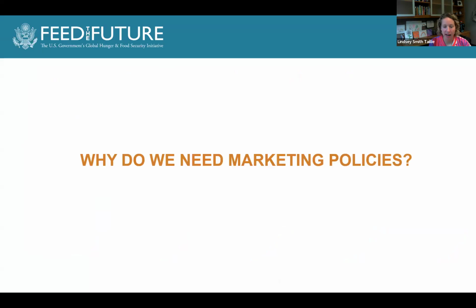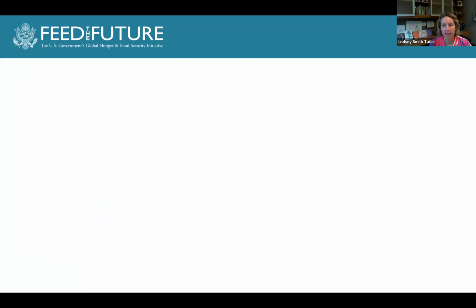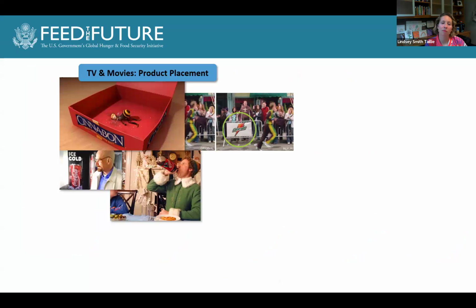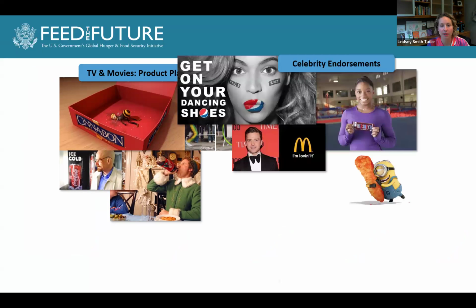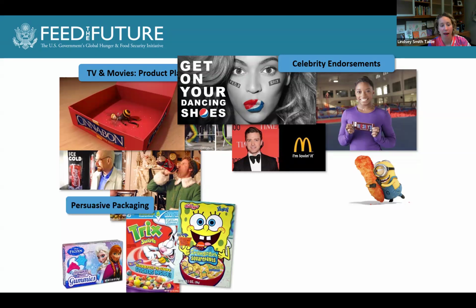So on the marketing side, why do we need marketing policies? Well, this is because food marketing is incredibly prevalent. It's on TV, it's on movies, it's even in the background in many streaming platforms. Celebrity endorsements. So we just had the Olympics, and there was a big push to get Coca-Cola advertising out of the Olympics, because we know that when celebrities and athletes show a product, that's a very effective way to get consumers to buy it. There's also a lot of marketing on packages, and this leads to something called pester power.